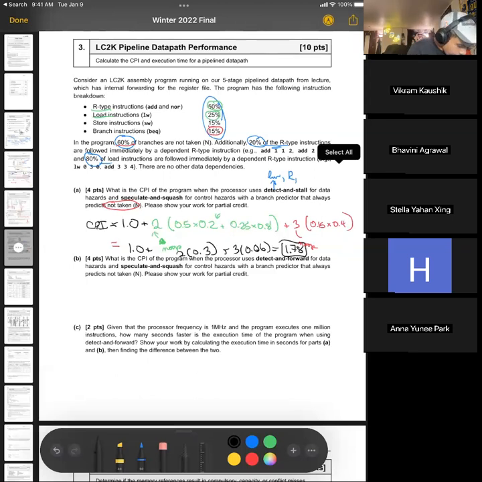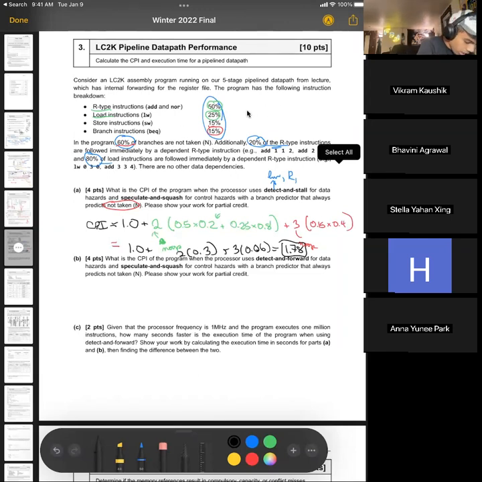Okay. So then it asks us, what is the CPI of the program when the processor uses detect and forward for data hazards and speculate and squash for control hazards? Okay, so with detect and forward, what we do is we try to forward data through the pipeline to reduce the number of no-ops, or the number of stalls that we have to insert.